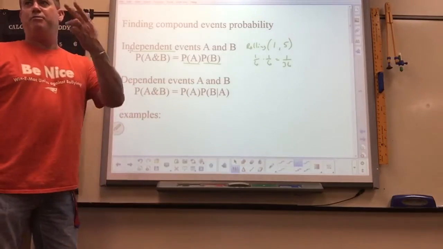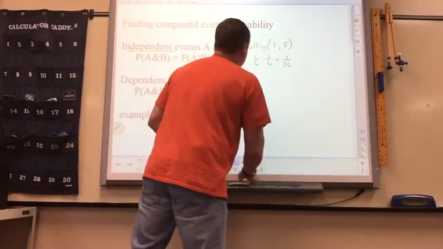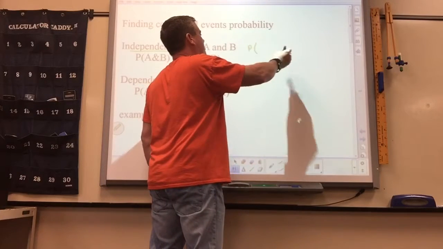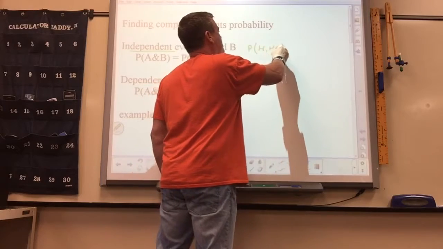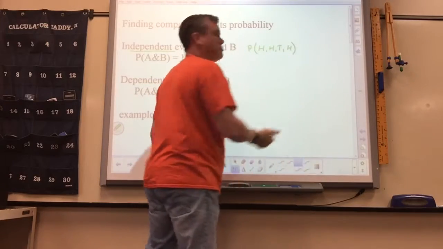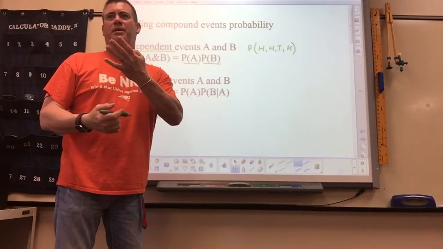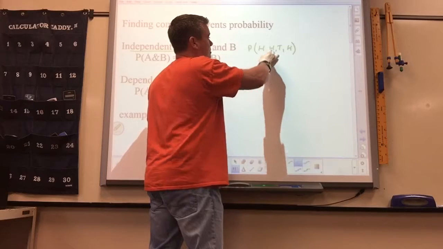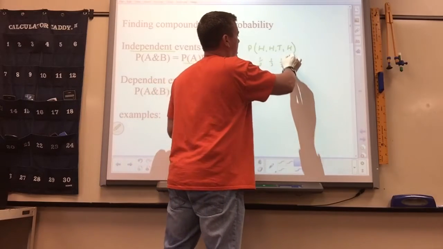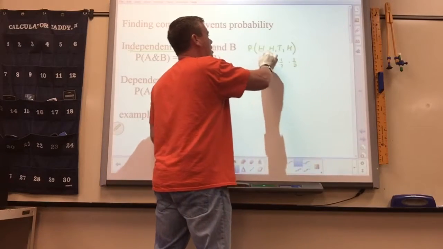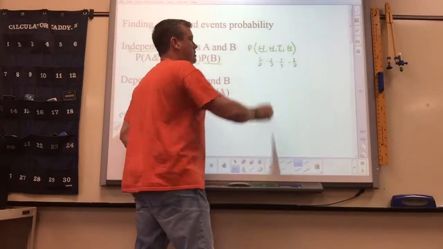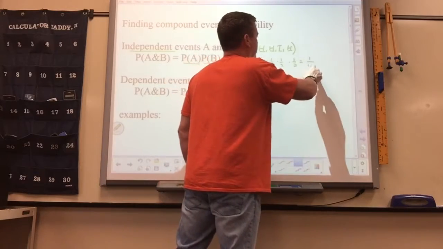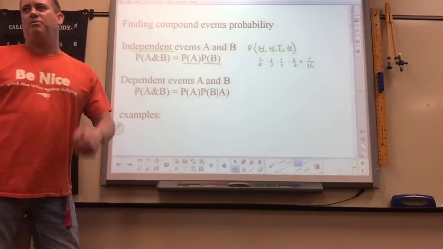Okay? Doesn't have to be just two things. Say you're flipping a coin, and they say, what's the probability of flipping a heads, and then a heads, and then a tails, and then another head. So there's 4 things happening. None of them affect the other one. So the probability of this is 1/2, this is 1/2, this is 1/2, and that's 1/2. So all you do is you multiply the probability of each one. So top times top times top times top. So that's 1/16 is the probability.